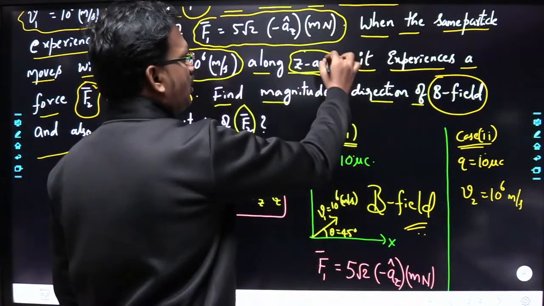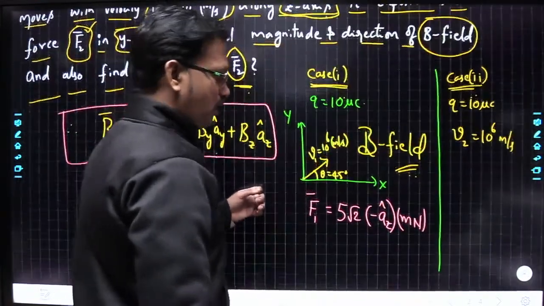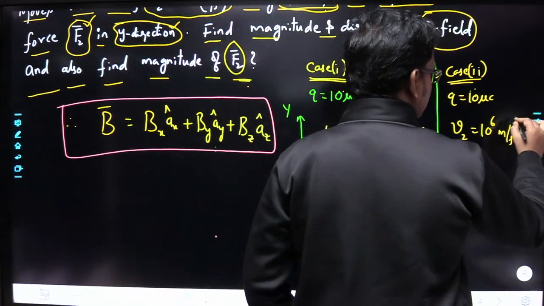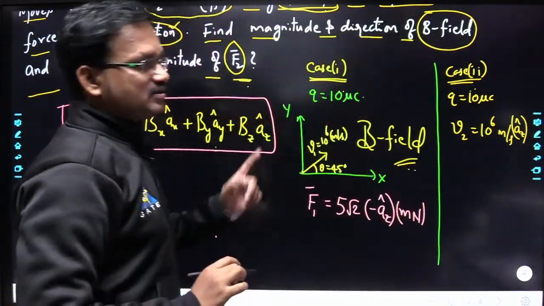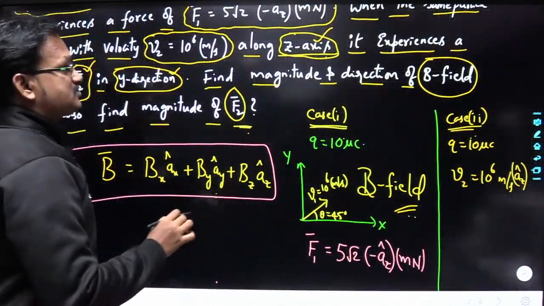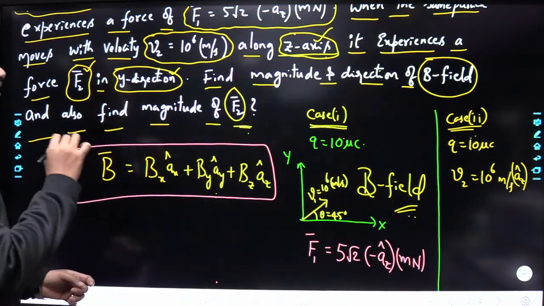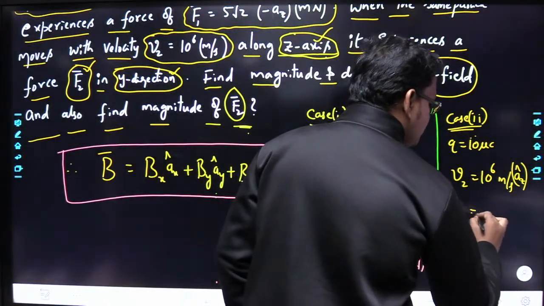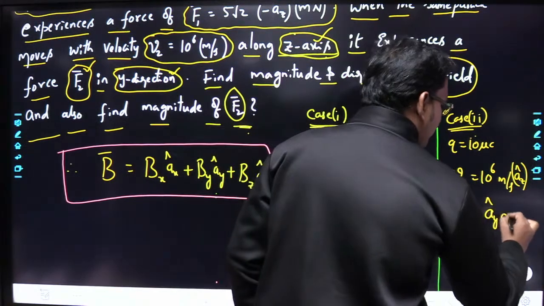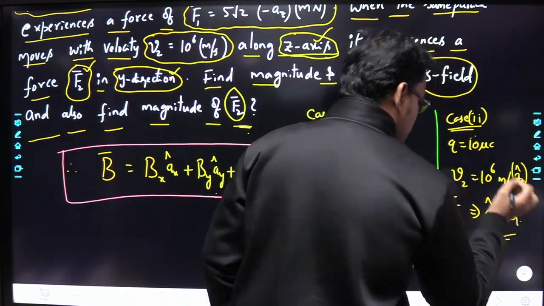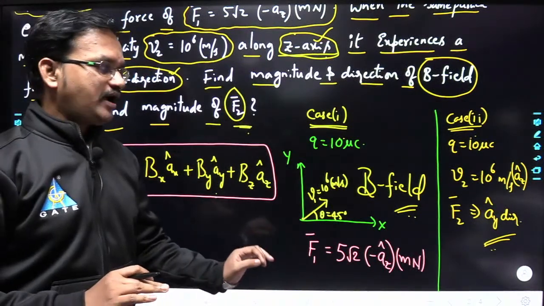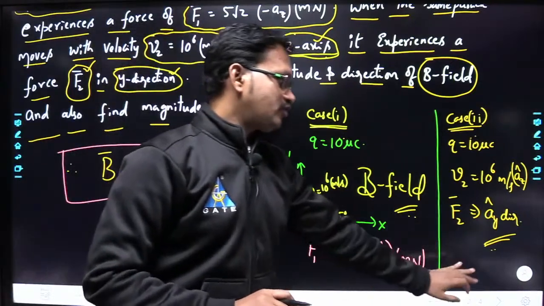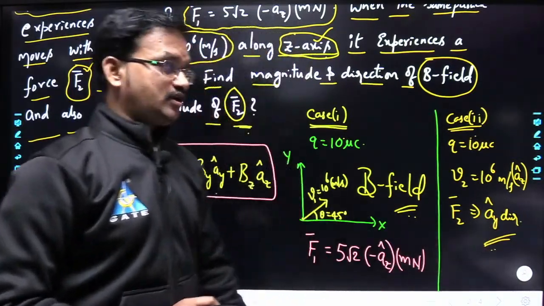Now it is moving along the z direction, which I am representing with AZ cap. Understood? Along the z axis, it experiences a force F2 bar in the y direction. They have simply said that F2 bar is in the ay cap direction. They have not mentioned any magnitude of F2 bar. They are simply saying F2 bar is along the y direction.